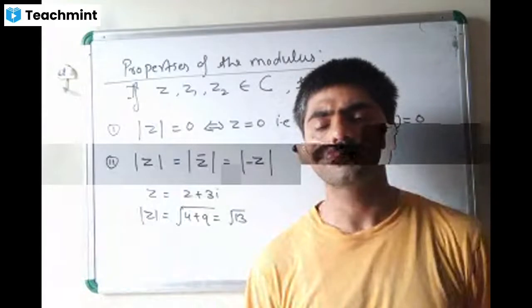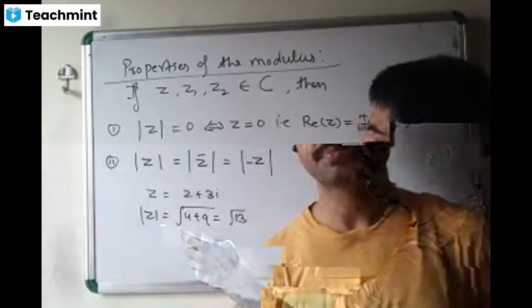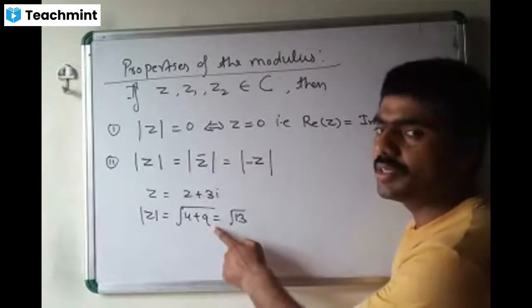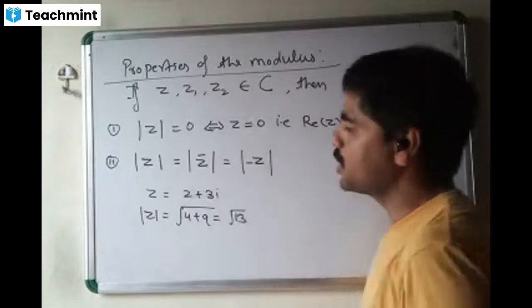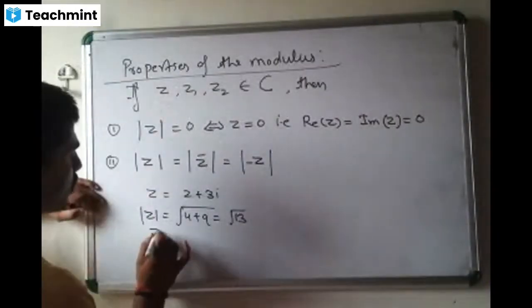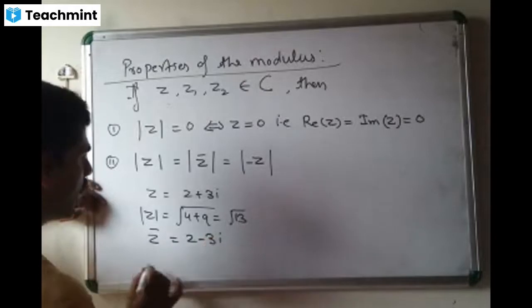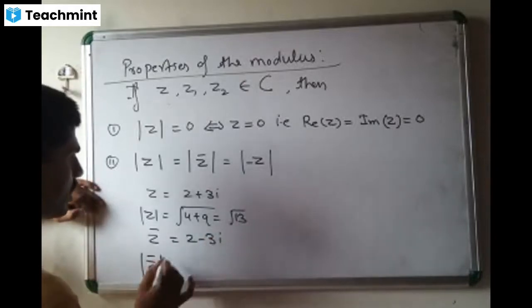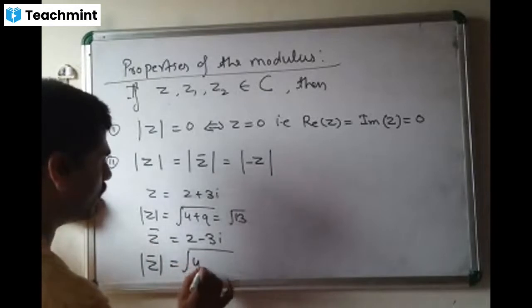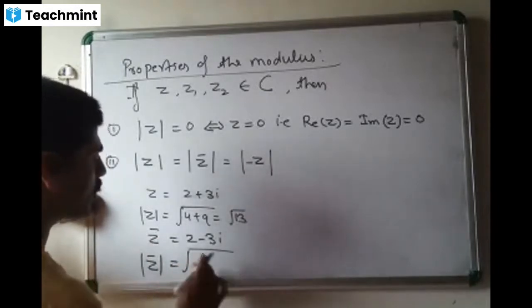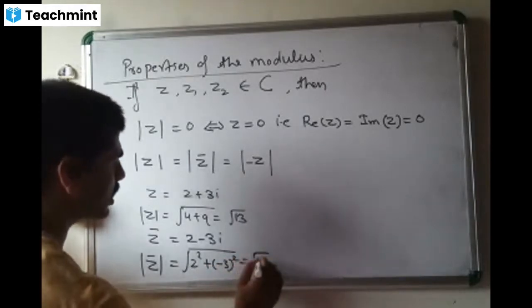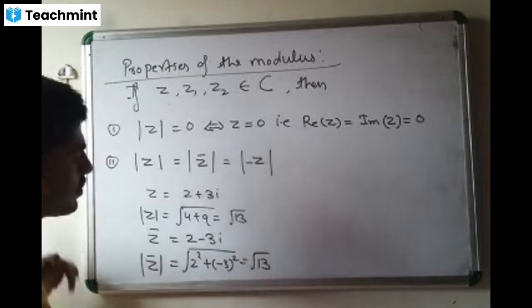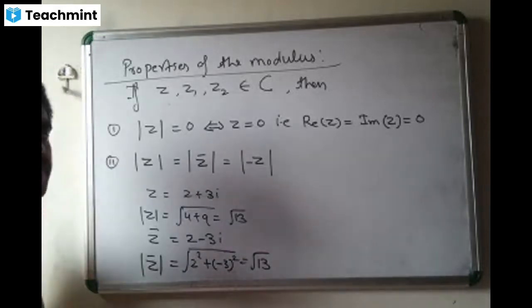Okay. Now see, if z is equal to 2 plus 3i, then the modulus of z is under root 13, because under root of the real part square plus the imaginary part square gives 13. Yes or no? Now find the conjugate. Z bar is equal to 2 minus 3i. To find the modulus of the conjugate, you get 2 square plus minus 3 square, that is 13, yes or no? Tell me. Yes, sir.